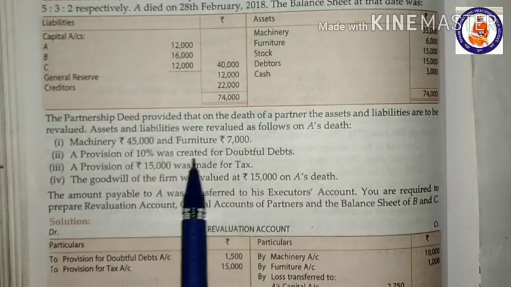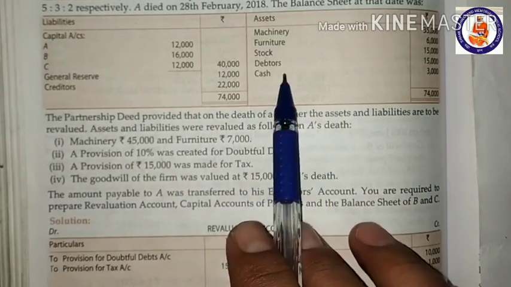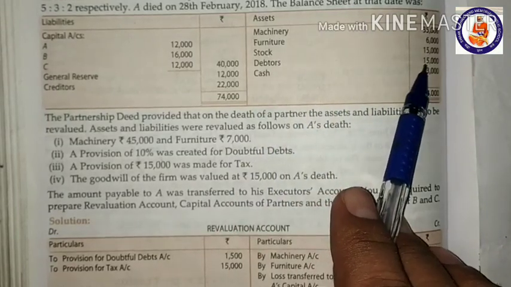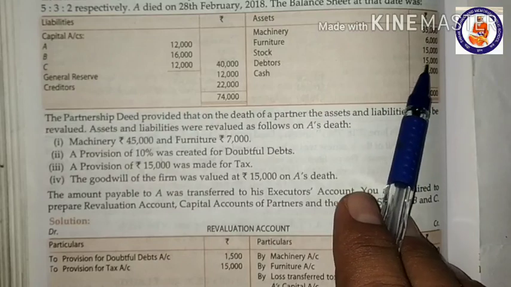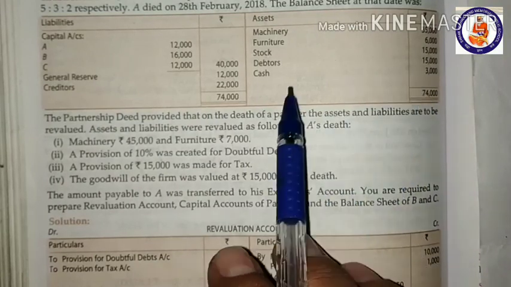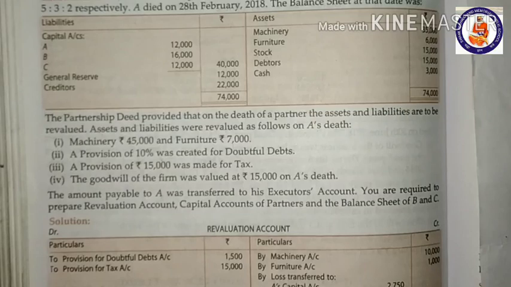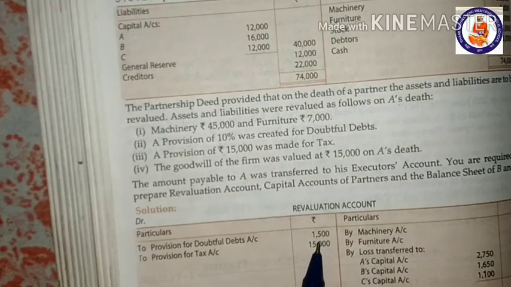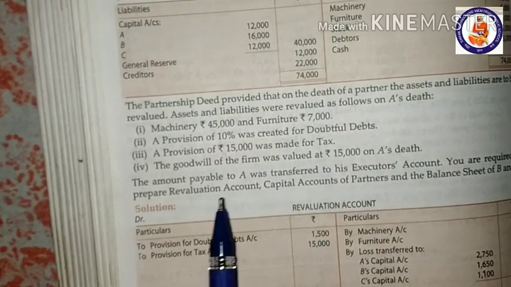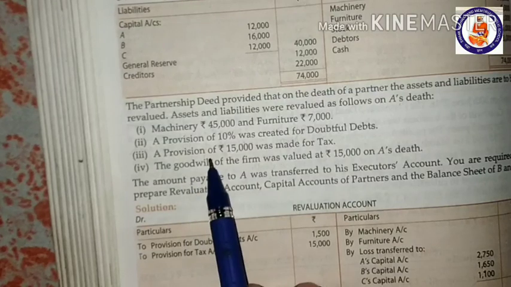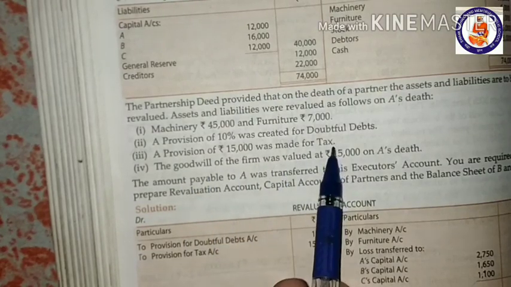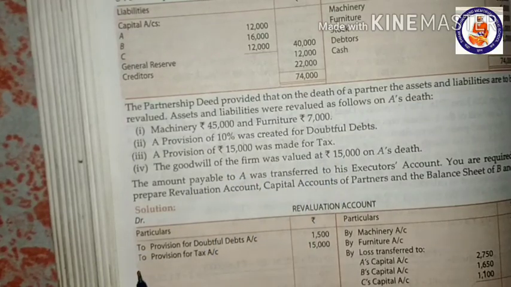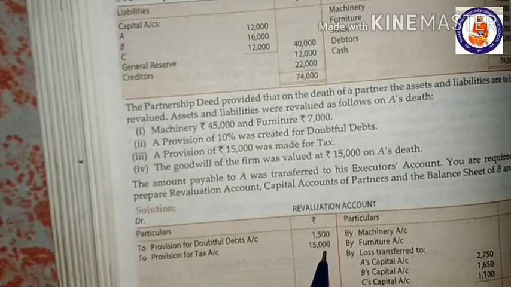Okay, a provision of 10% was created on doubtful debts. So here debtors are 15,000. Earlier there was no provision. Now it will be made, 10% of this 15,000, that is 1,500. Good debtors are reduced by that. So it will be shown on the debit side here, provision for doubtful debts 1,500. Then the next one: a provision of 15,000 was made for tax, and with this profits are going to decrease. So here provision for tax 15,000 is shown.